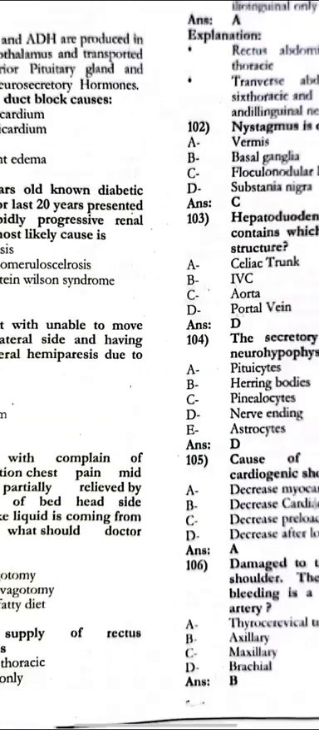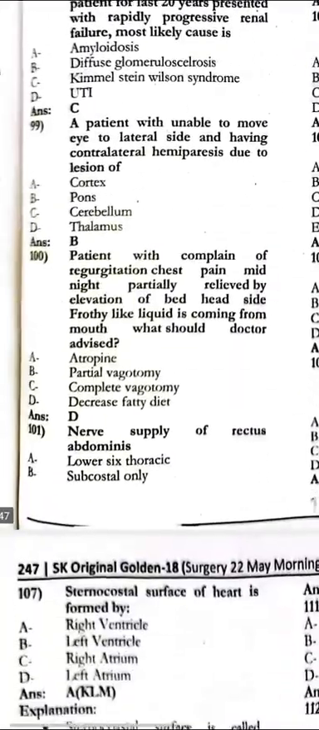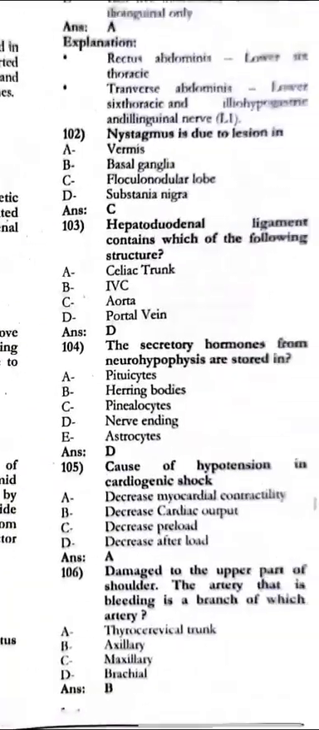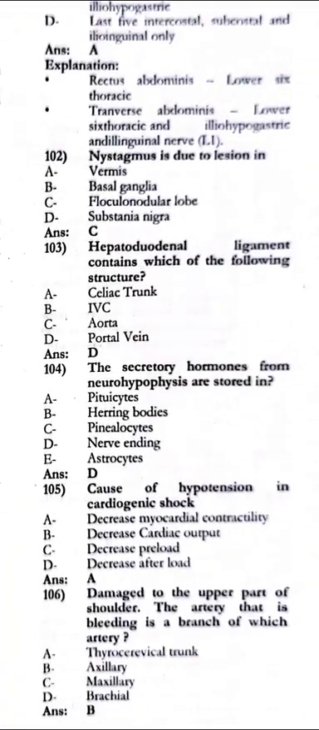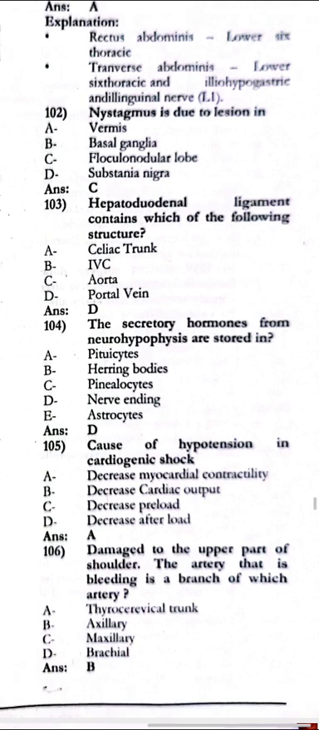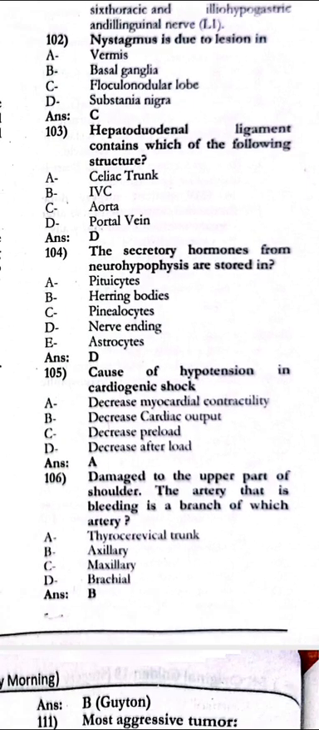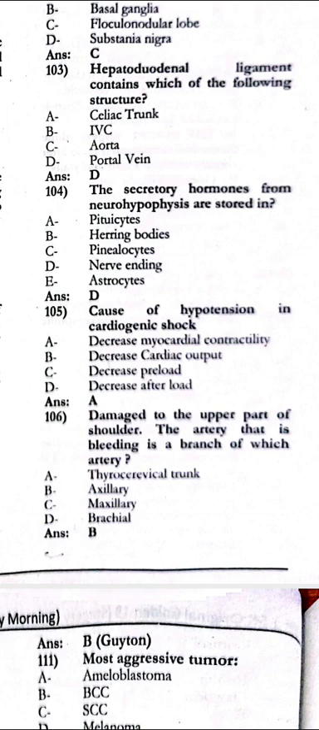Nerve supply of the rectus abdominis is the lower 6 thoracic. Next, nystagmus is due to a lesion of the flocculonodular lobe. Hepatorenal ligament contains the following structure, that is the portal vein. The secretory hormones from the neurohypophysis are stored in the nerve endings. Cause of hypotension in cardiogenic shock is decreased myocardial contractility.